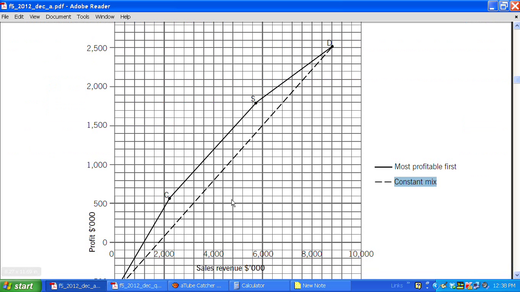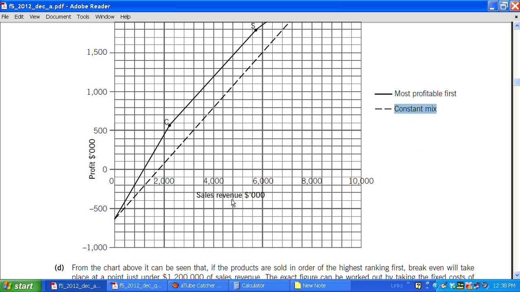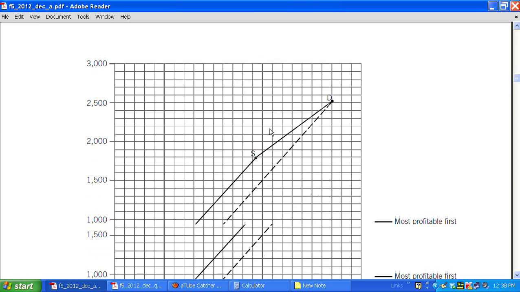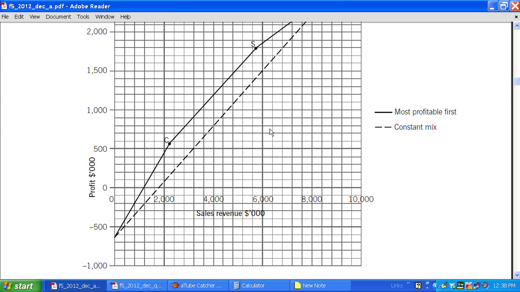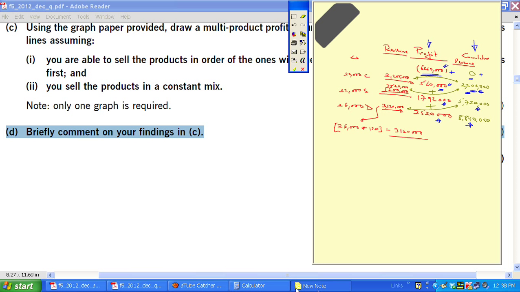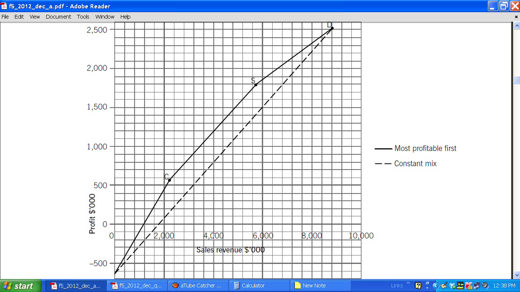So that seemed a bit complicated, but it's not very complicated. The key section was figuring out the points to plot. You need the cumulative profit and then you need the cumulative revenue. That's where the complication comes in. Then we've been asked to comment. You need to make about 2 sensible comments. Briefly comment on your findings. So what have we found out?